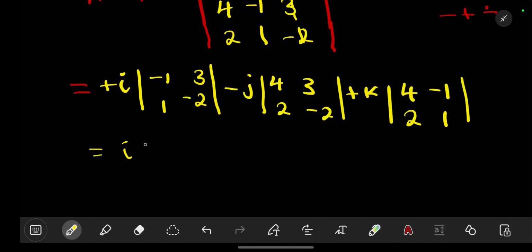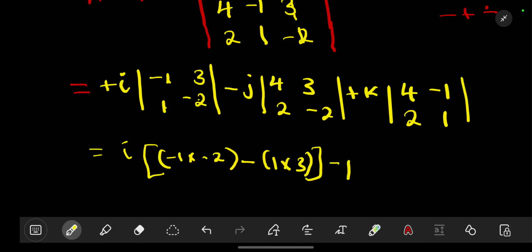So we are going to say I. Then we find the determinants: -1 times -2, then minus 1 times 3. This is what we are going to be doing for all of these. But now I can just go direct, since you know how we are doing this. Multiply and subtract: open brackets, 4 times -2 is -8, minus 2 times 3 is 6. Then we have plus our K.